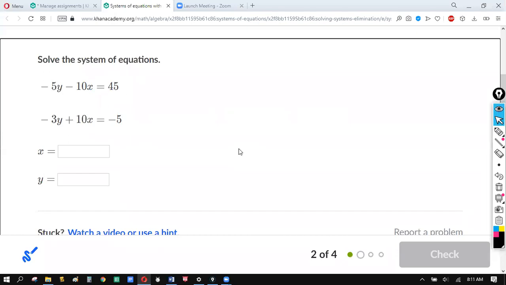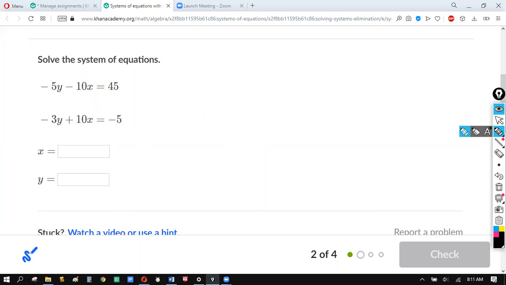So the goal, remember, is to get one variable to drop out when you add or subtract the equations. And you can see right here already, we have a negative 10x and we have a positive 10x. Okay, so if we added these equations to each other, it would just drop out. All right, let me rewrite it so you can see it a little better. We have a negative 5y minus 10x equals 45. And on this one, we have a negative 3y plus 10x equals negative 5.